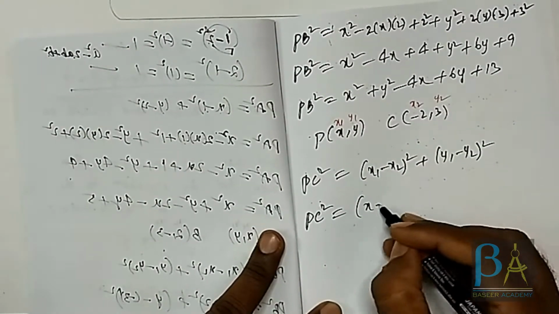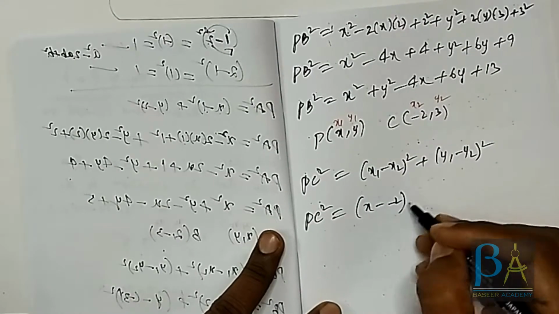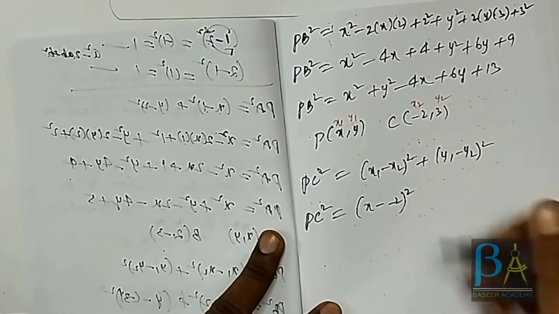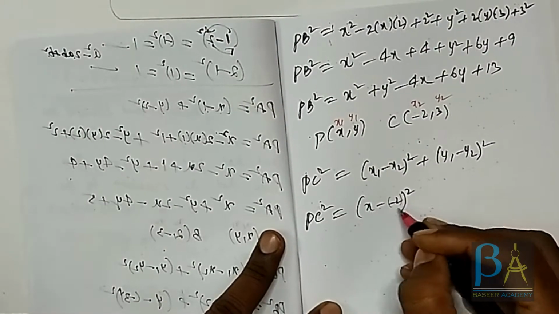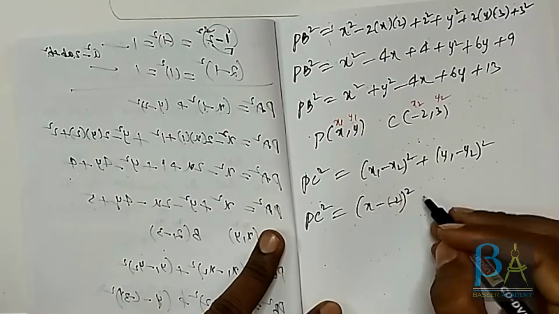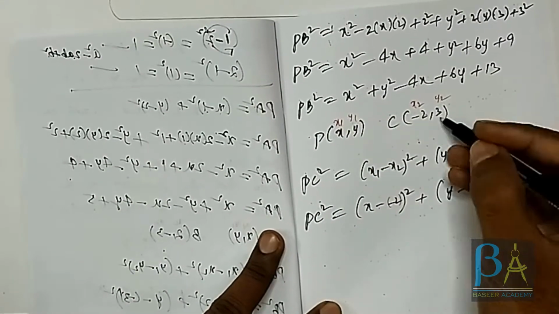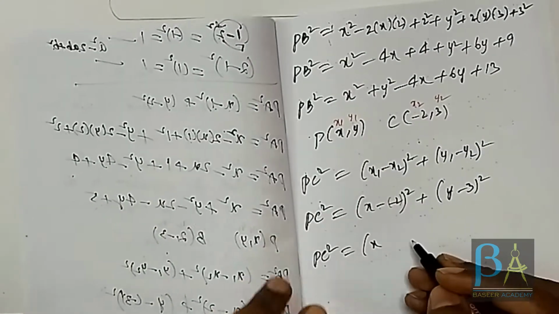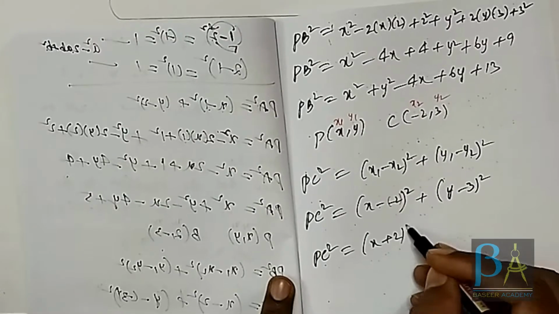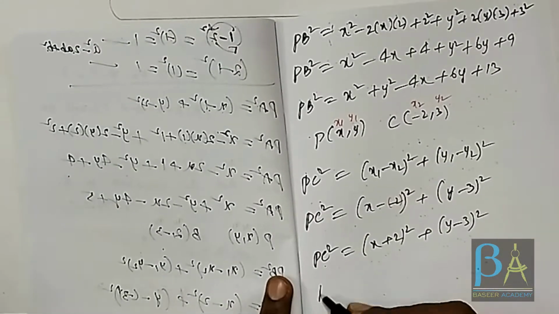In place of x1 I'm writing x, and then in place of x2 I'm writing minus 2, the square as it is. But then since this minus sign and this minus sign are very close to each other, let me separate them by a bracket. Now y1 is y here, and then y2 is 3 here. So PC square is equal to (x minus into minus, that gives us plus 2) whole square plus (y minus 3) whole square. Let me write it as it is for now.